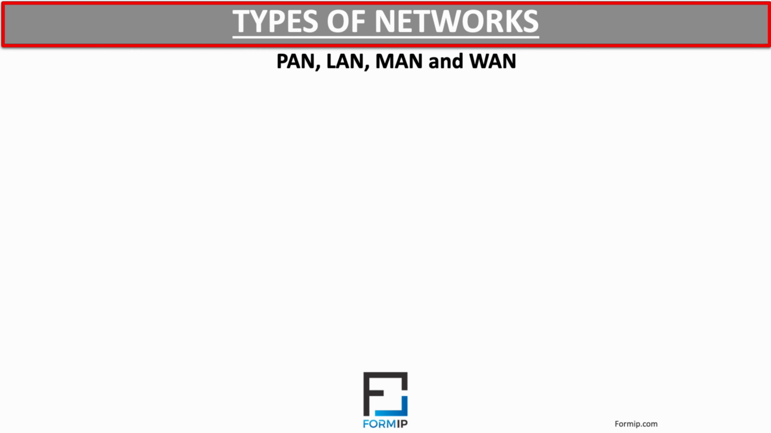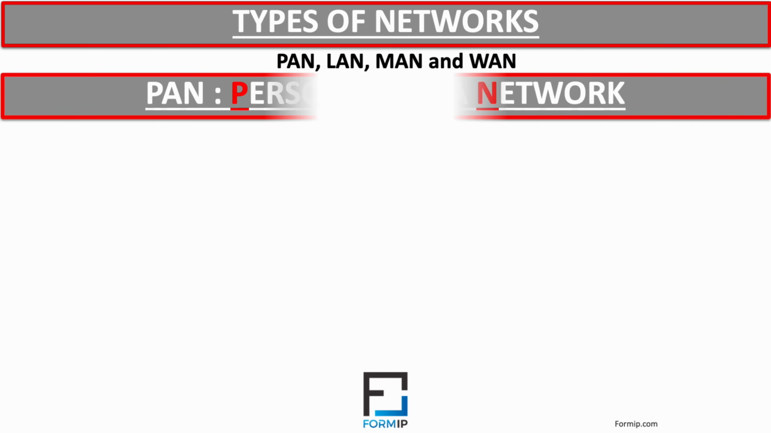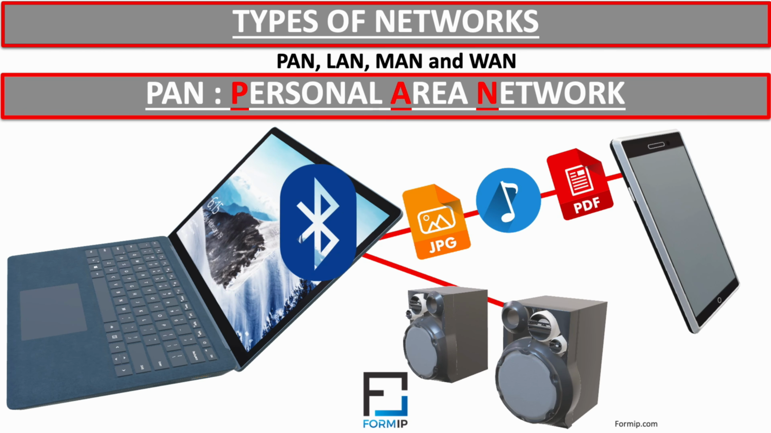Types of networks. We will now move on to the different types of networks: PAN, LAN, MAN, and WAN. PAN stands for Personal Area Network. The PAN, which is a personal network, is a small network that is mainly used to connect Bluetooth devices, such as smartphones, earphones, or external speakers. Typically, PAN networks are used to transfer small files, such as music, photos, etc.